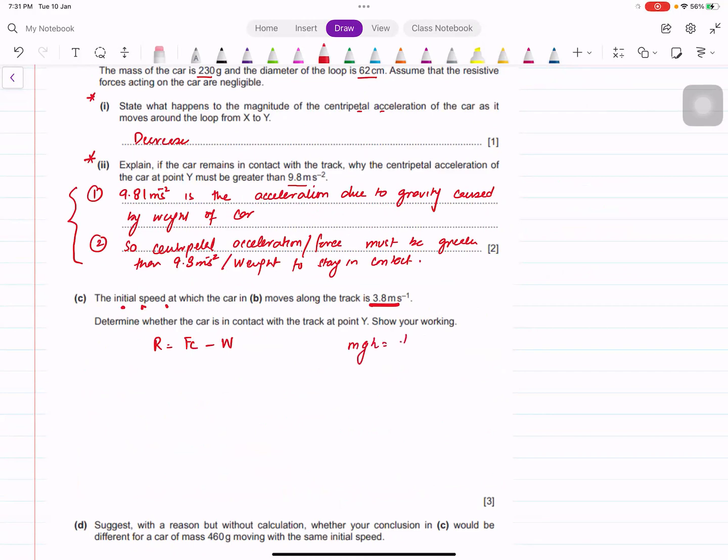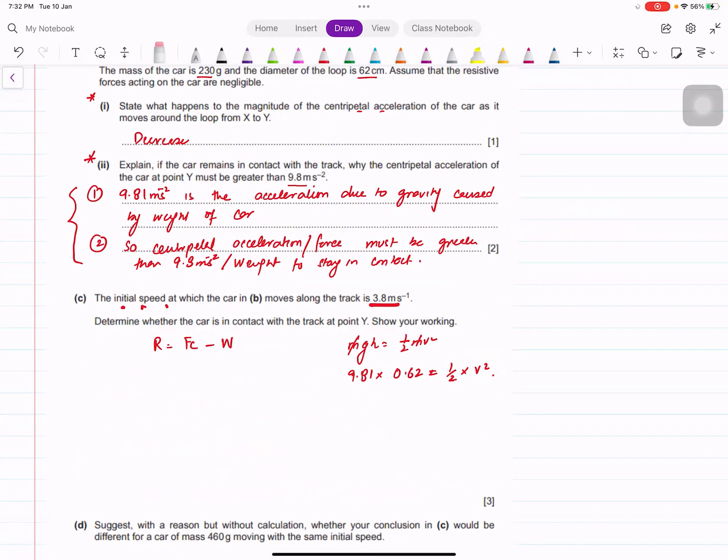Can we say mgh equals half mv squared? That's how we're going to find the speed. m and m cancel out. This is 9.81. Height is 0.62. Half times v squared. All right, but it has speed before as well, right?